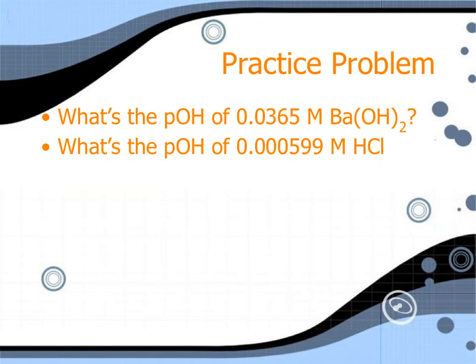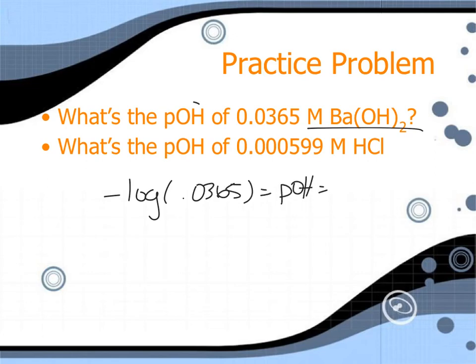Now this last problem is working with a base. You see it ends in OH, so if I take the negative log of a base, 0.0365, I get the pOH. That answers the first question. What's the pOH? The answer is 1.44.